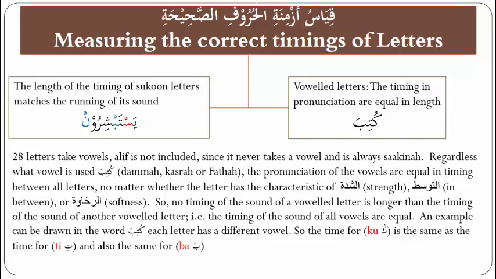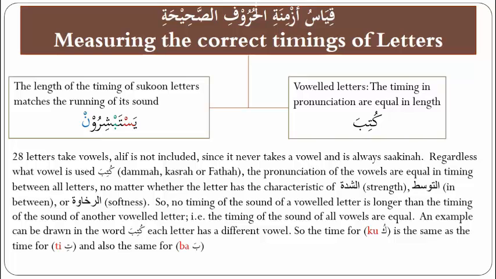28 letters take vowels. Alif is not included, since it never takes a vowel and is always sakina. Regardless of what vowel is used, kutiba: dhamma, kasra, fatha. The kaf has a dhamma, the ta has a kasra, the ba has a fatha. The pronunciation of the vowels is equal in timing between all letters, no matter whether the letter has a characteristic of shidda, which is strength, tawassut, that's in between, that is mutawassita, or ar-rakhawa, which is softness.